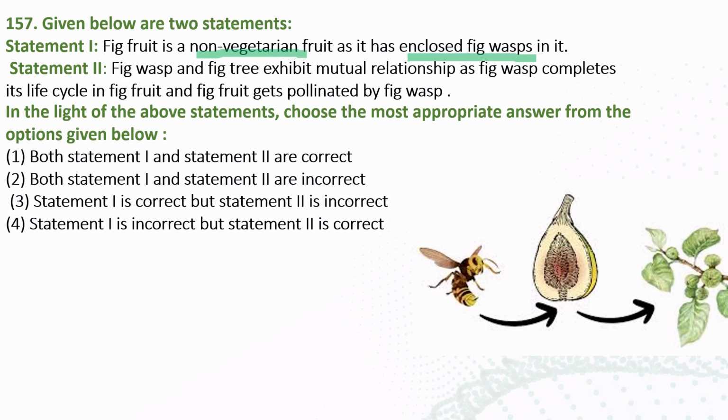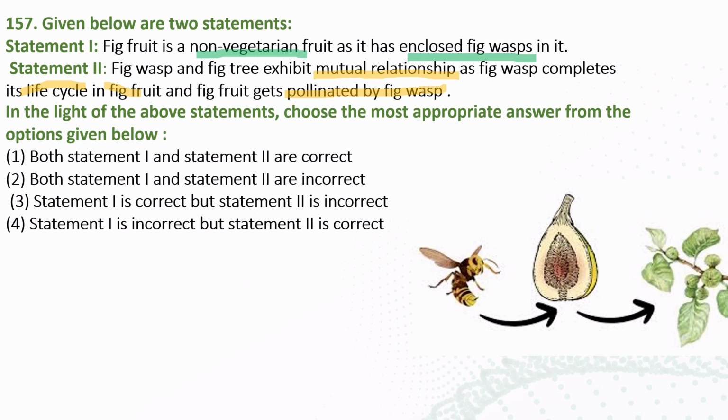And in the statement 2, what they are saying, that the fig wasp and the fig tree exhibit mutual relationship, as the fig wasp completes its life cycle in the fig fruit, and fig fruit gets pollinated by the fig wasp. Okay, so here these two are the statements. In this you have to say which one is correct, which one is wrong, or either one of them is correct or both of them wrong.